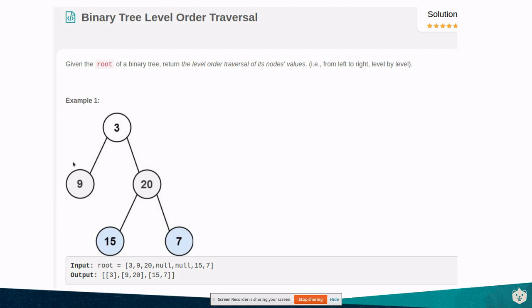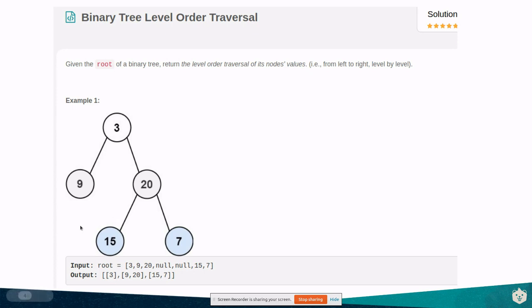Again, the outer loop will check if the queue is empty. It won't be empty because it'll have 9 and 20. Then it will go inside the inner loop. In the inner loop, 9 will be taken out, but there are no children. Then 20 will be taken out. There are children, so 15 and 7 will be added to the queue. And thus the inner loop will exit at this time. So the inner loop corresponds to a particular level, and we are also pushing the next level into the queue for next processing.